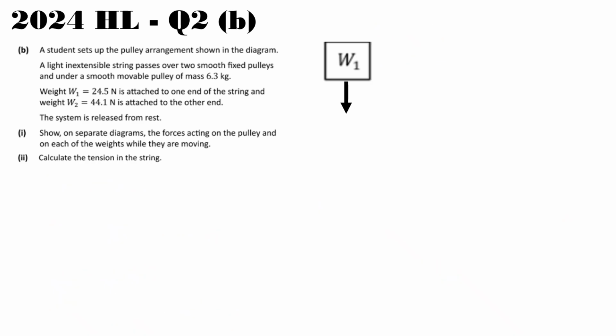For weight one, we're going to have the force that's pulling it down. This is our weight, so our weight one, which is equal to 24.5 newtons. I'm going to add my 2.5 kg into my diagram here. And then pulling it up is the tension in the string. I also then have an acceleration of A that's pulling it down.